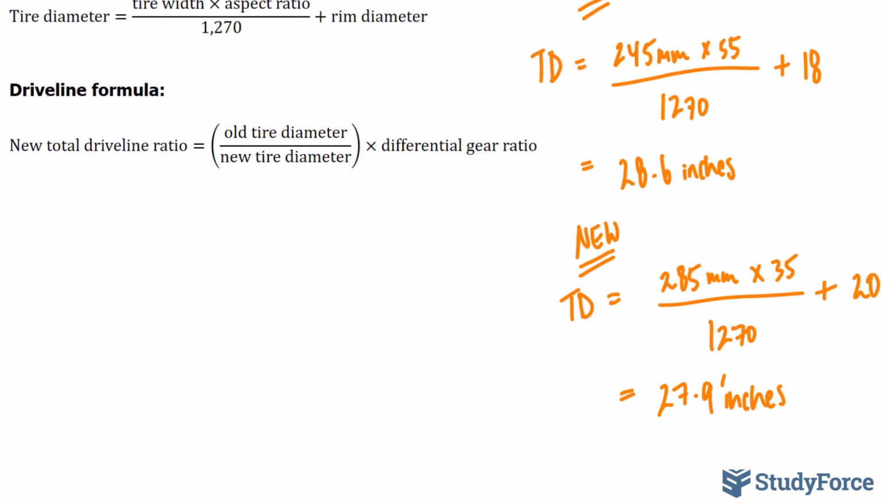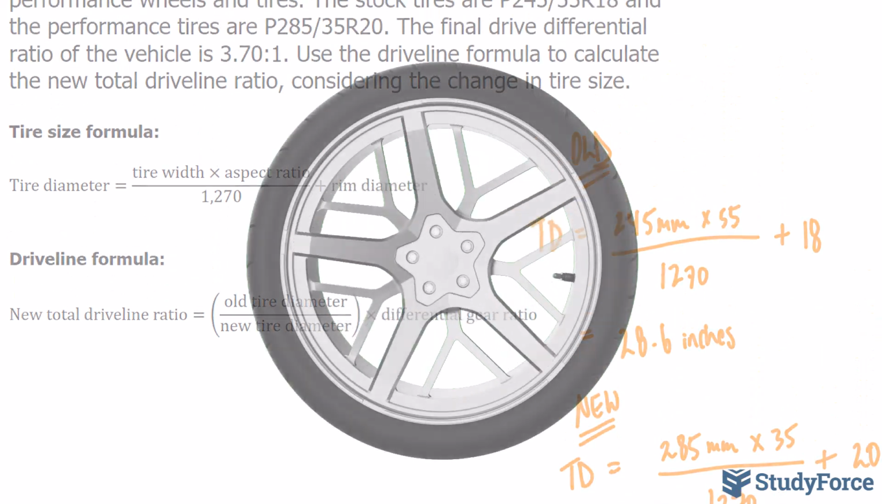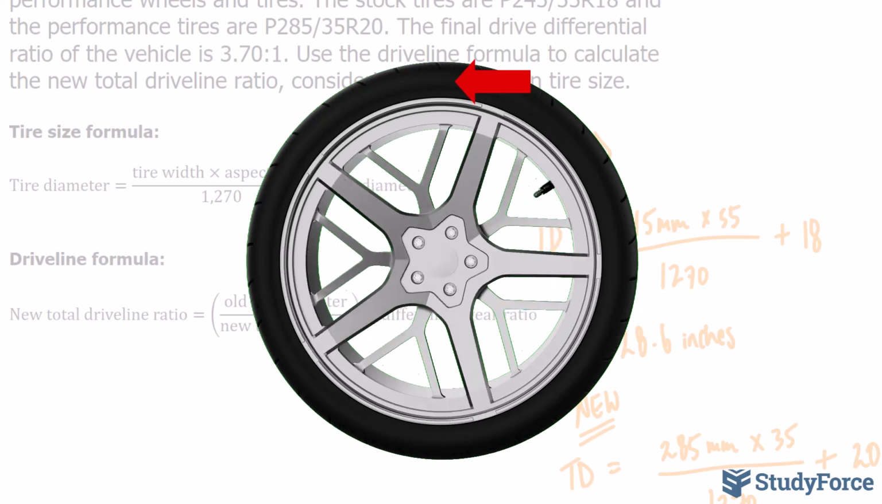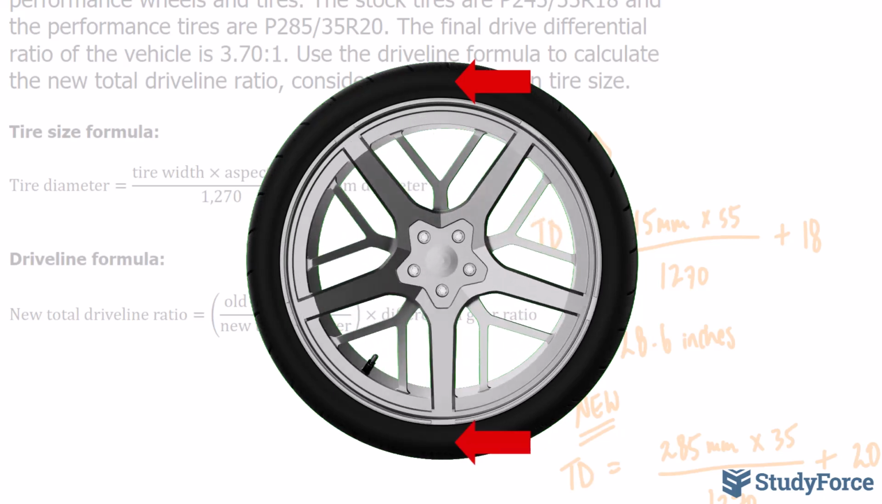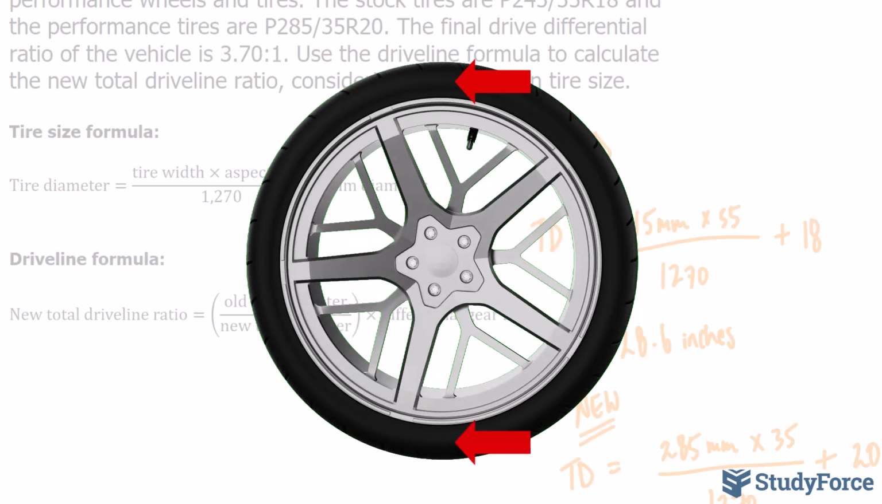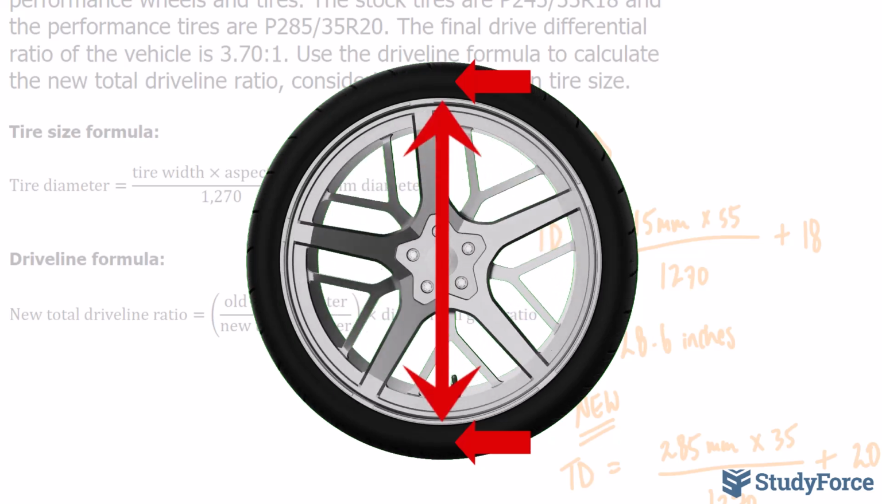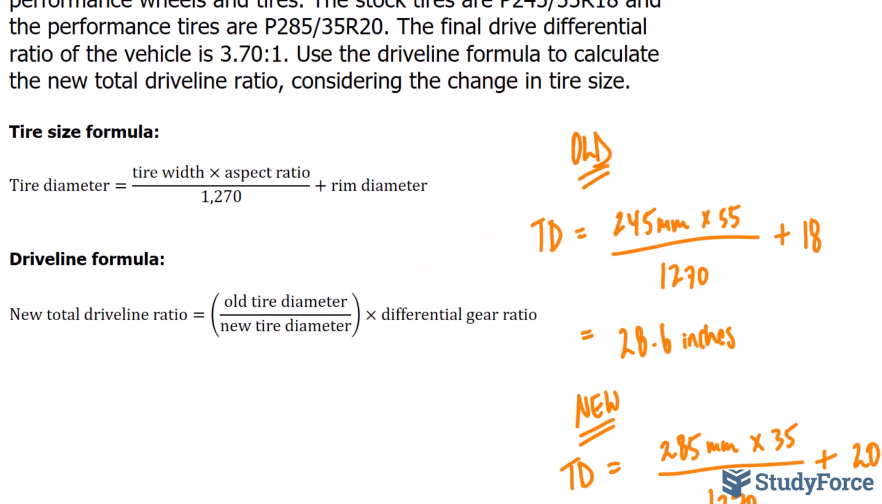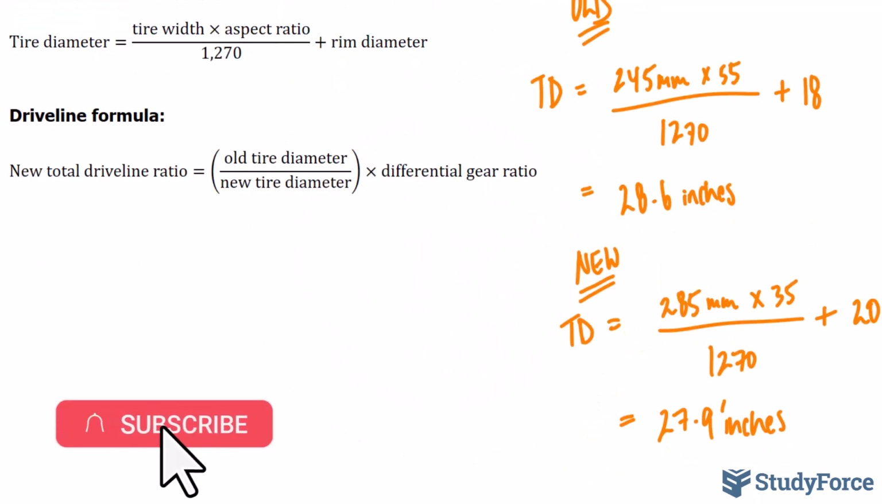Now, before we use the driveline formula using these two values, I just want to point out that you can also find the tire diameter by finding the tire sidewall height, multiply it by 2, convert it into inches, and then add the rim diameter to that value. If you do that for both of these calculations, you'll end up with the same outputs. But it's better off just using this formula. Let's move on to the driveline formula.